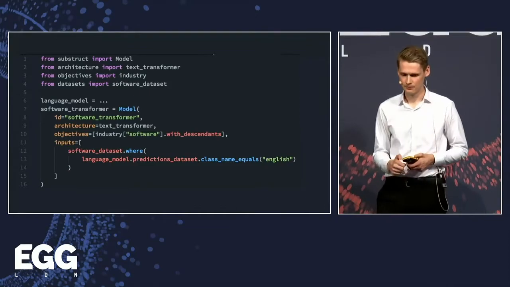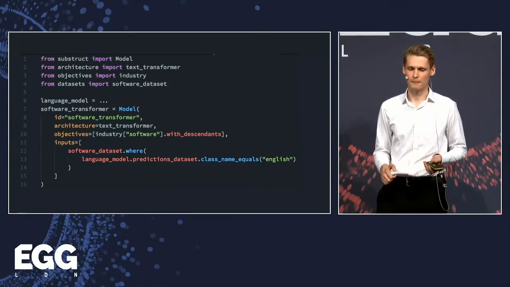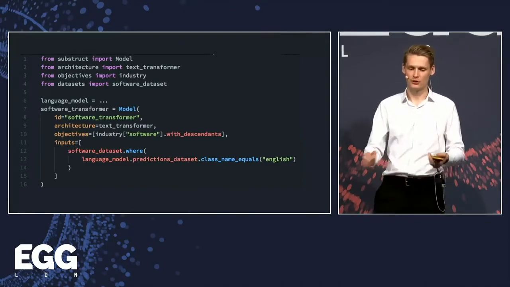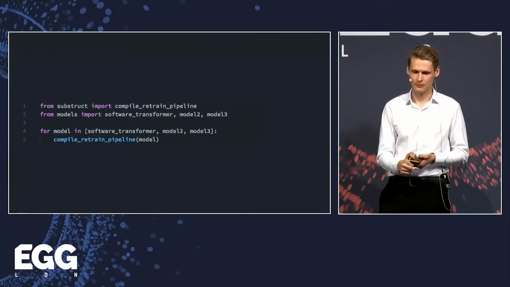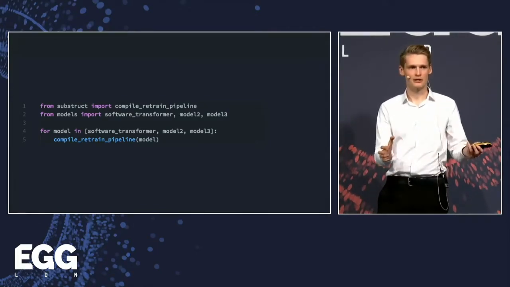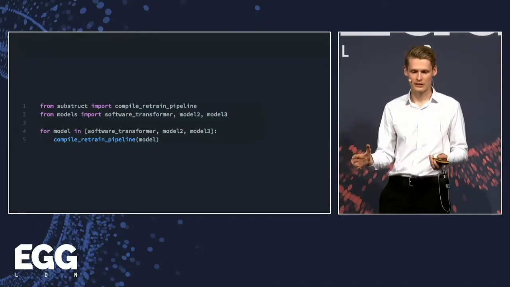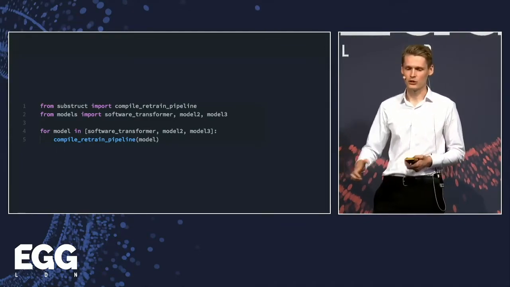In this case, I also show that you take the input data set, which is the software data set we just defined earlier, but you only predict for data points where the language model predicted English. And finally, there's a helper function from this. Actually, I forgot to mention, I'm planning on open sourcing this, so you can use these objects that we defined, and you get this helper function which helps you define this pipeline for you.